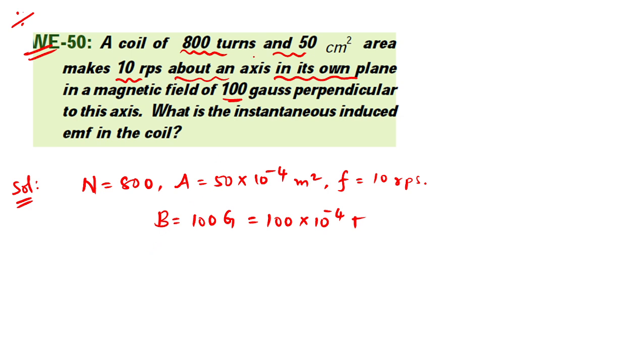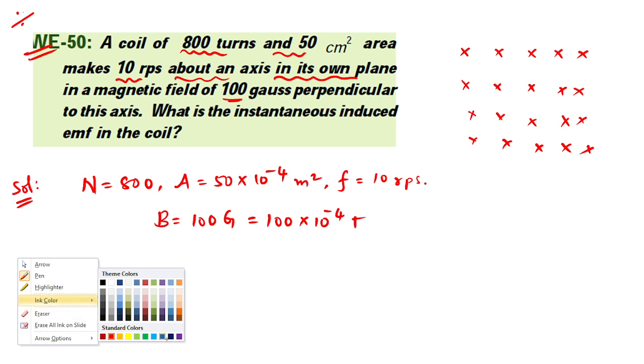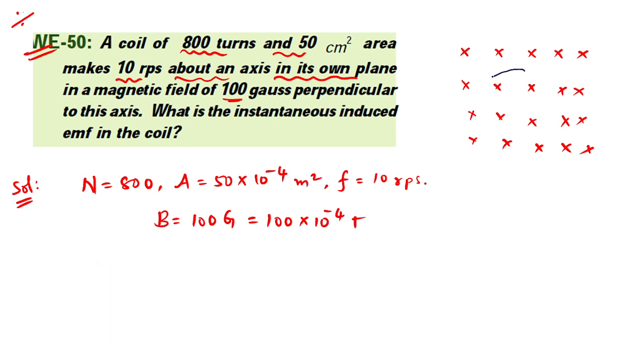So you need to write the EMF formula. What is the coil doing here? It is rotating about its own plane, meaning it does revolutions in its own plane. Yes or no? It's rotating basically. For example, there is a magnetic field like this, right? And a coil is rotating about its own plane. It's not revolving, it is rotating like this.